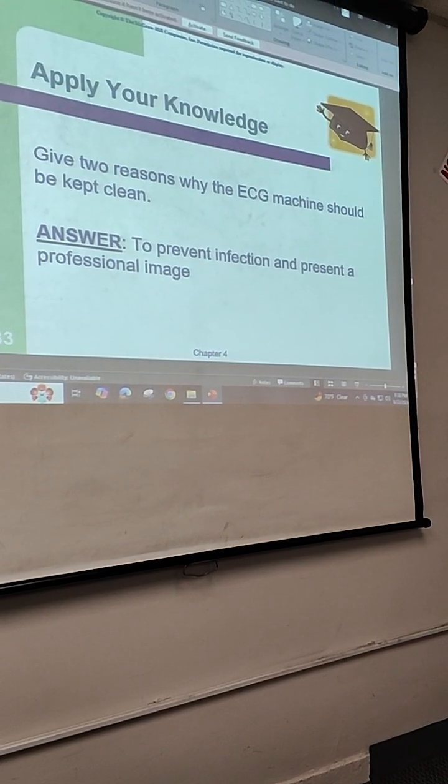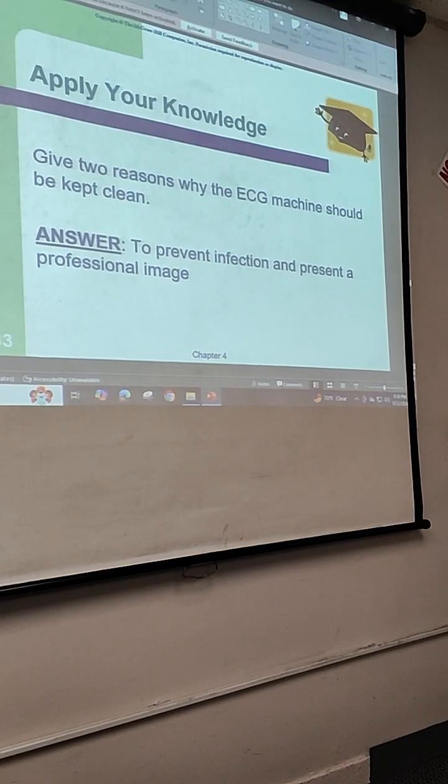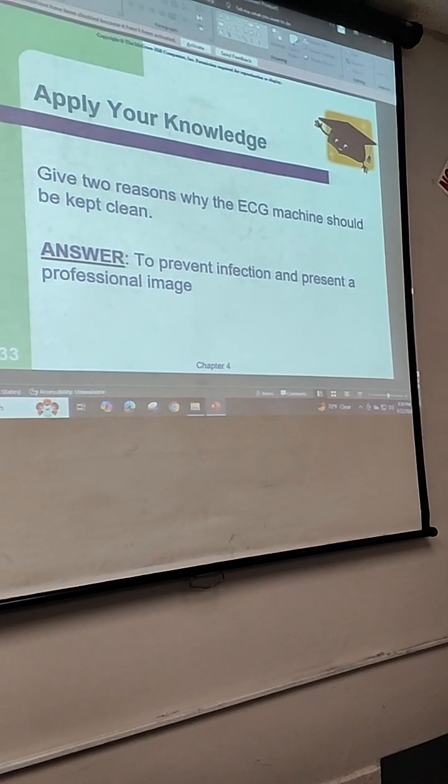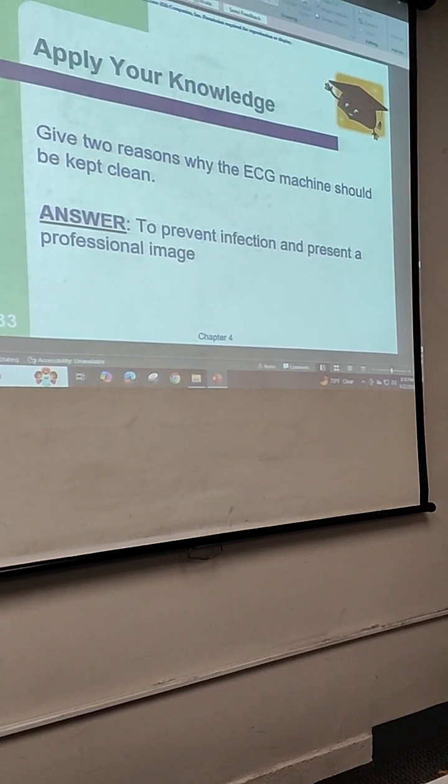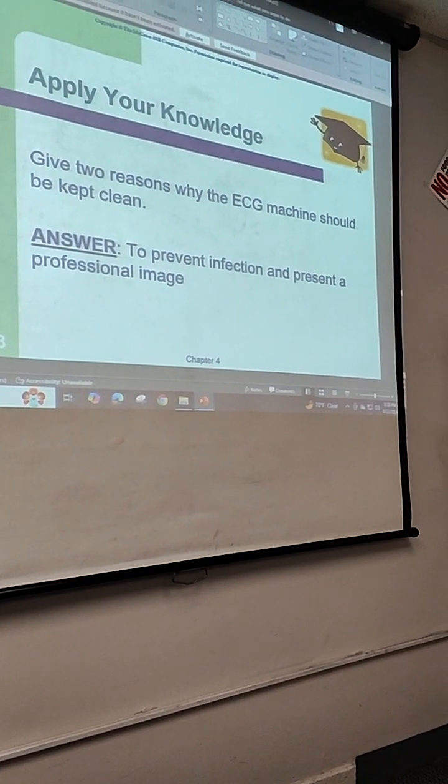Give 2 reasons why the EKG machine should be kept clean. Well, prevent infection, right? And this is how we present ourselves, right?